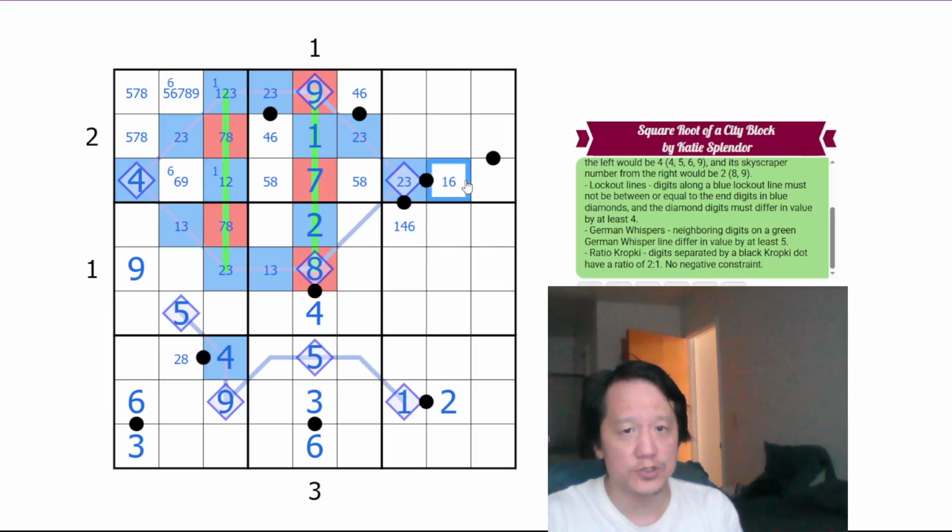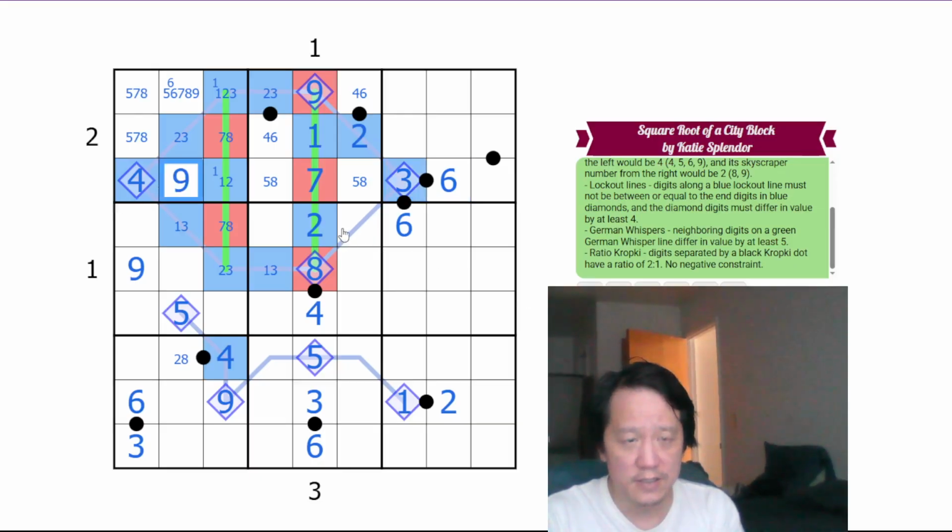Therefore, this can't be 2 and 1, because actually it couldn't be anyways, because this is 2 or 3 here. And this must be not between these 2 digits, and not be the same. So this is 2, which makes this 3. That's 3 and 6, which makes that 3 and 6 there. 6 eliminates 6 here.